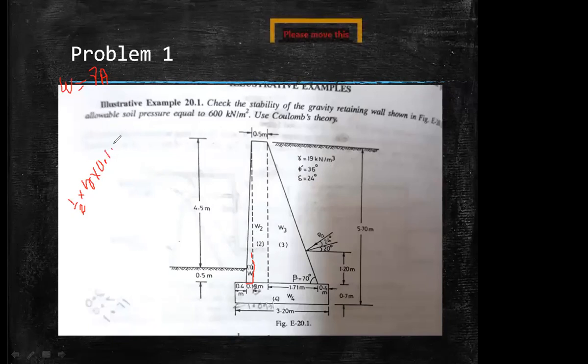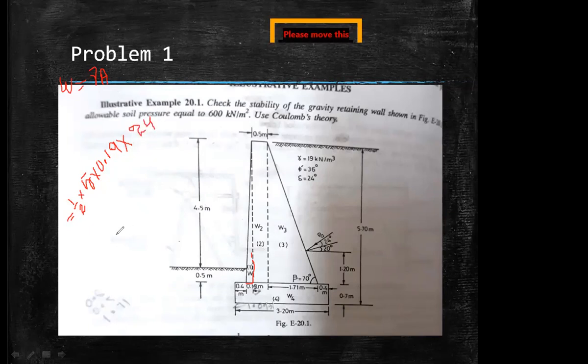And what is the unit weight here? Gamma is how much? 24 kilonewton per meter cube. Why 24, why not 19? Because it is concrete. The retaining wall is constructed with concrete, so we need to consider the unit weight of concrete, not the soil. That is why we take 24 here.